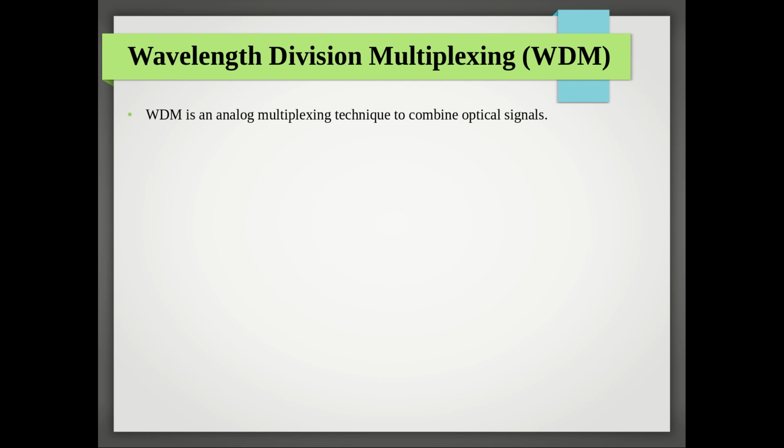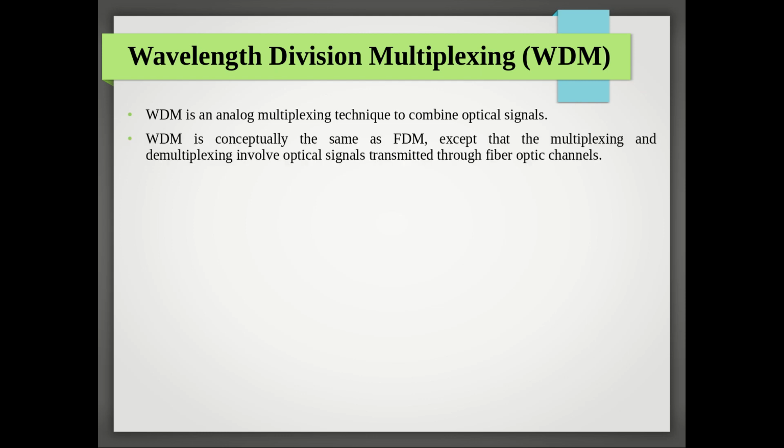So it's actually not a variation, it is the frequency division multiplexing itself, but when it comes to multiplexing optical signals, we use the term wavelength division multiplexing. That's all. Wavelength division multiplexing is again an analog multiplexing technique, just like frequency division multiplexing, but here we combine optical signals. It is conceptually the same as frequency division multiplexing, except that the multiplexing and demultiplexing involve optical signals transmitted through fiber optic channels, and you know optical signals are transmitted through fiber optic channels, right?